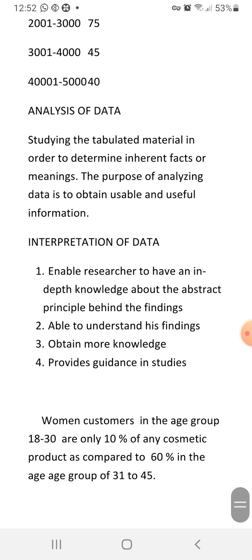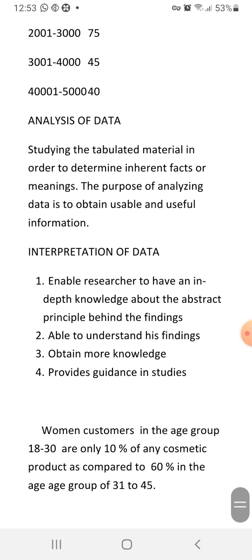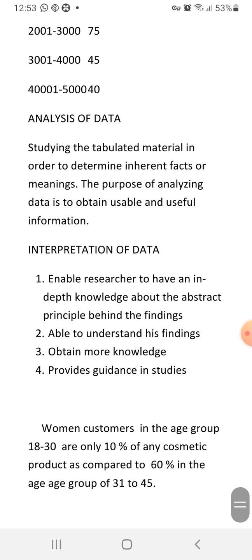What do you mean by the 60% representing this group? What does it mean? For example, here I have given one example. Women customers in the age group 18 to 30 are only 10% of any cosmetic product as compared to 60% in the age group of 31 to 45.